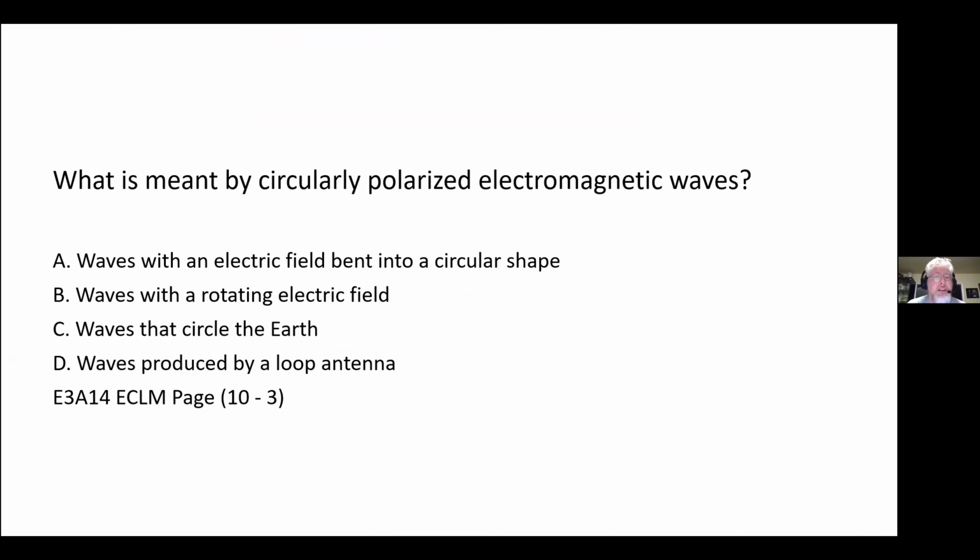What is meant by circularly polarized electromagnetic waves? A, waves with an electric field bent into a circular shape. B, waves with a rotating electric field. C, waves that circle the Earth. Or D, waves produced by a loop antenna. Bravo. Bravo is correct.